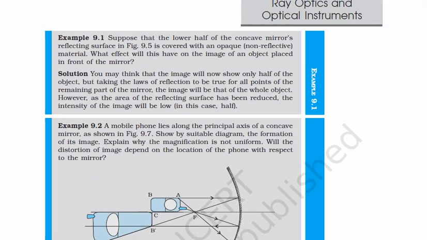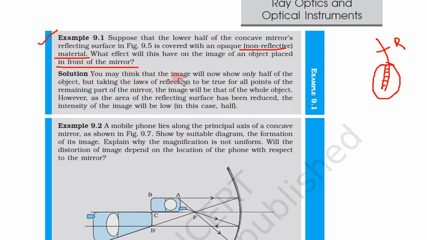Let us see this example 9.1. Suppose that the lower half of the convex mirror's reflecting surface in figure 9.5 is covered with an opaque non-reflecting material. So what we do? We cover the lower half with some opaque material. What will be the effect on the image of an object placed in front of the mirror? Suppose the upper part is reflecting, but the lower part becomes non-reflecting, then what would happen to the image? That we have to tell.